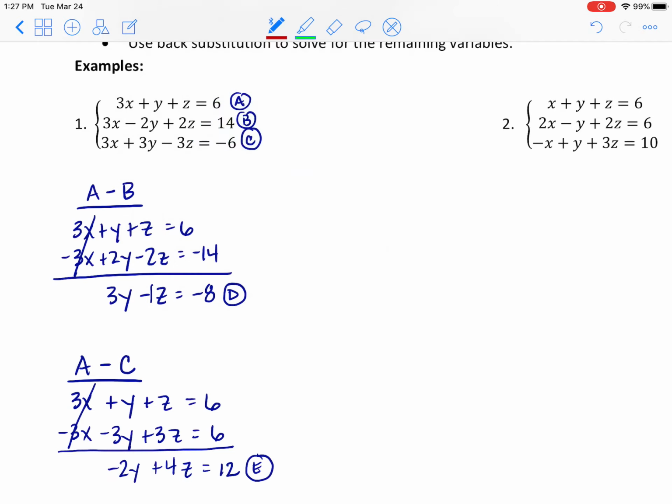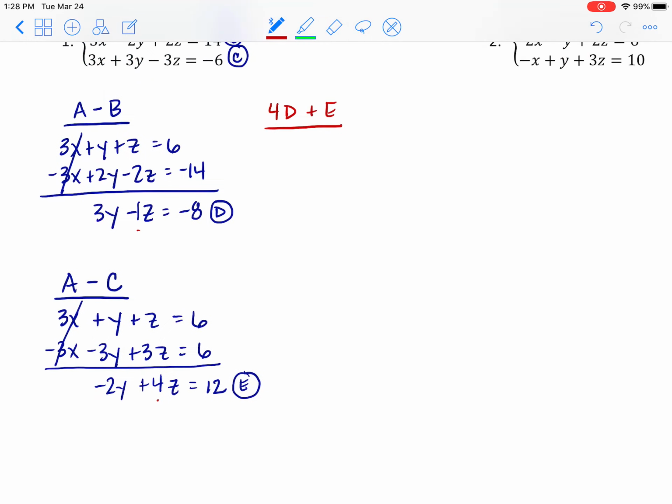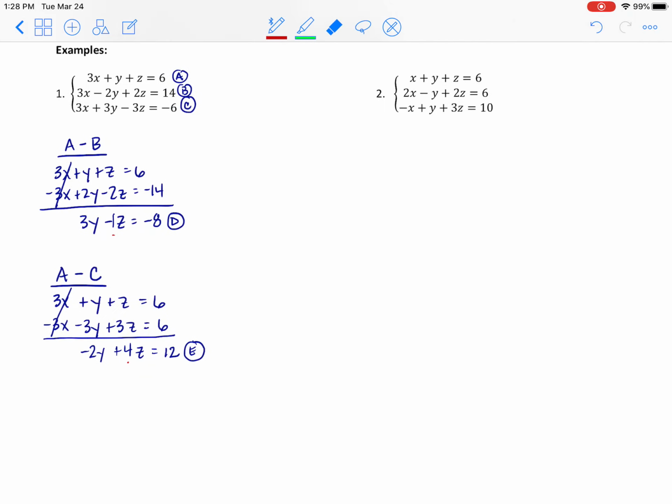So what I'm going to do in my next step is 4 times equation D, because that's going to give me a negative 4 for my coefficient here, and I'm going to add that to E, to the positive 4 that I have here. So 4 times D plus E is going to be my next step. And you know what? I'm going to move this down here. Turn the pen back on. 4 times D plus E.